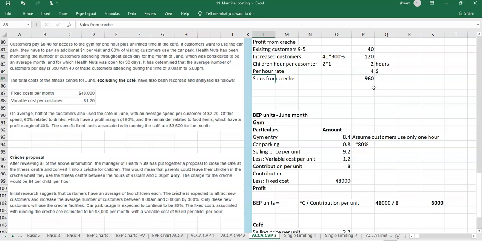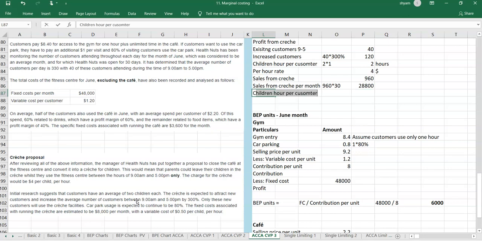Okay, and this is actually for 1 day. We have to do it for 1 month. So sales income from Creech per month will be 960 into 30. Okay, so this would be the income here.